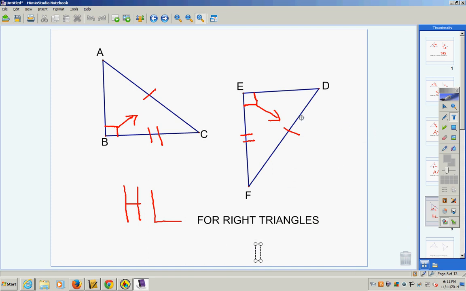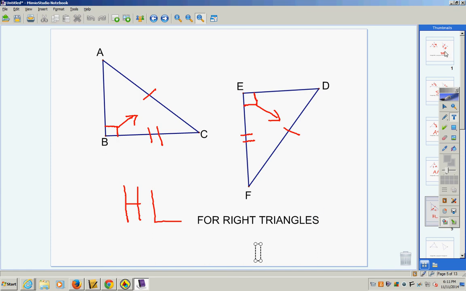So again, hypotenuse leg, if the hypotenuse of this triangle is congruent to the hypotenuse of this triangle, and one of the legs, could be either one, this leg or this leg, is congruent to this leg over here, so you can see two sides are congruent, and it happens to be a right triangle, then these two triangles are congruent.